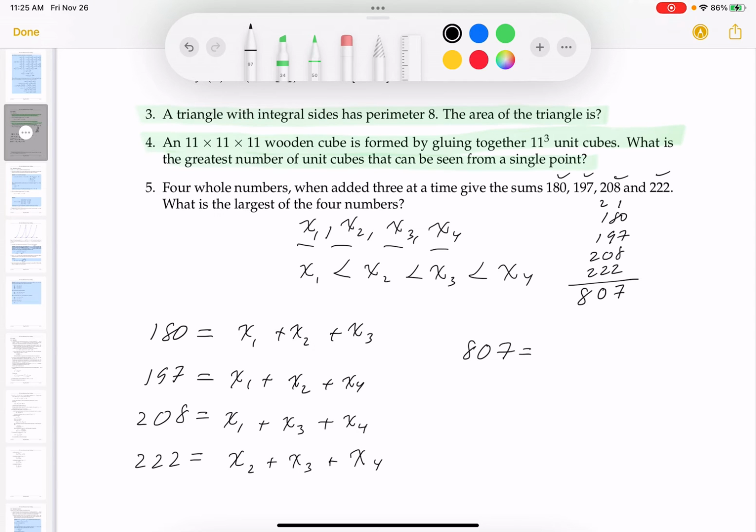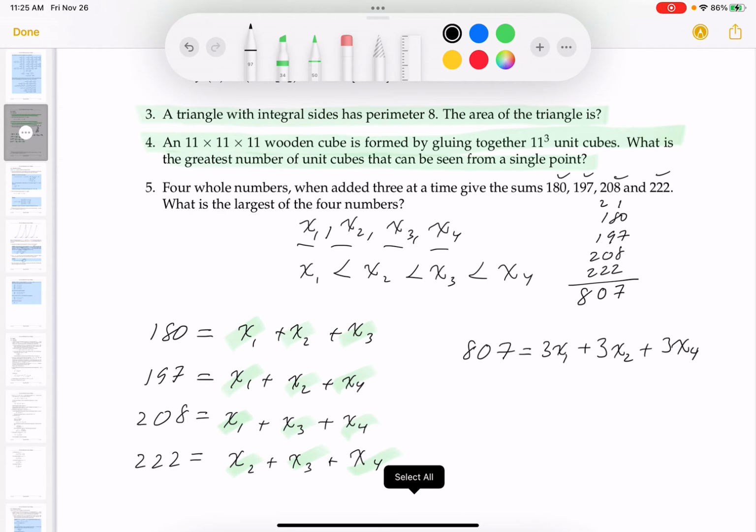You may wonder, I'm doing that, I'm noticing something about this. I'm noticing I'll get 3 x1s. Let me point out what I mean by that. 3 x1s. I'm going to get 3 x2s. I'm going to get 3 x3s. And I'm going to get 3 x4s. So this would be 3 x1, 3 x2, and 3 x4.